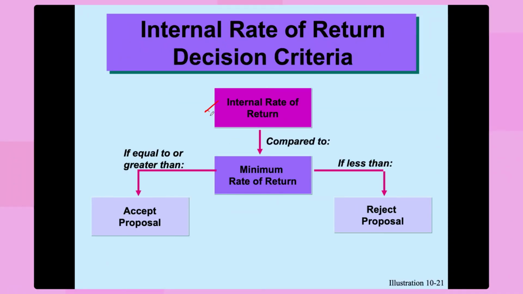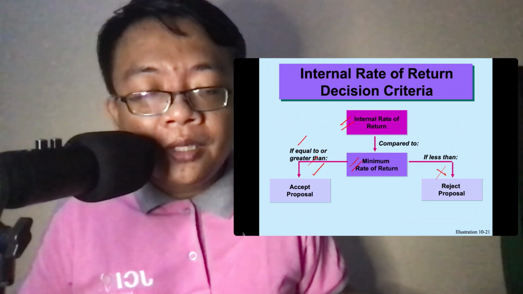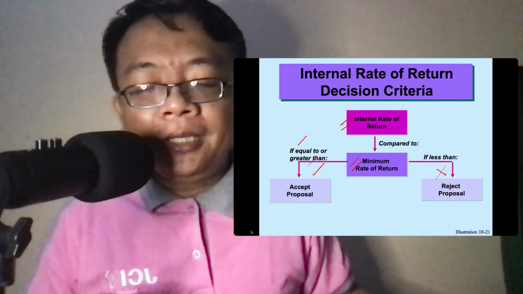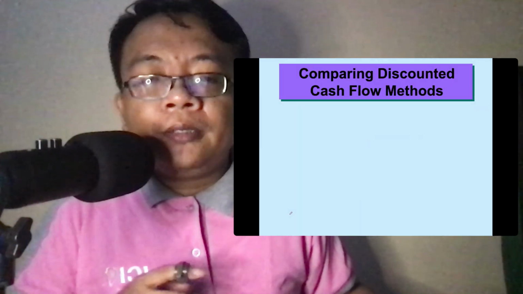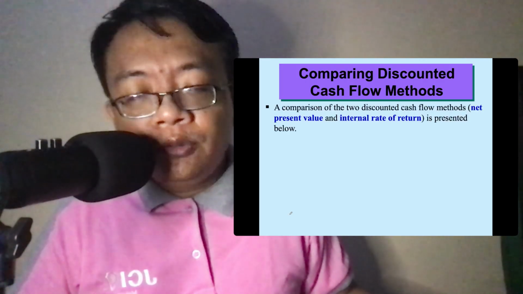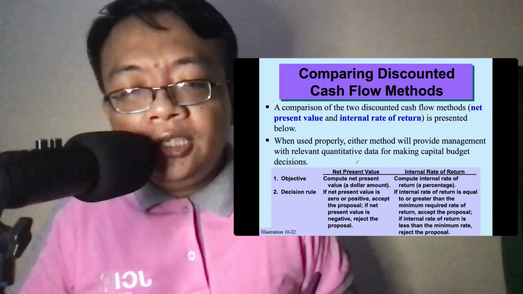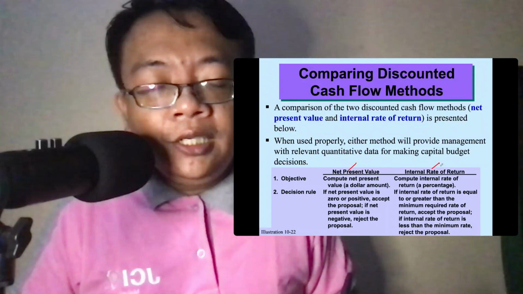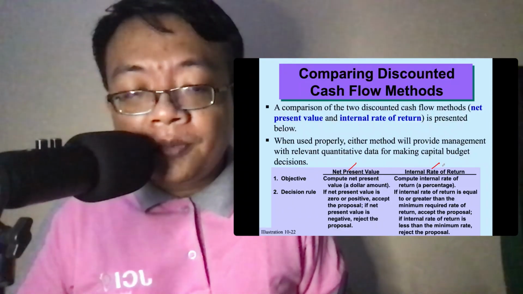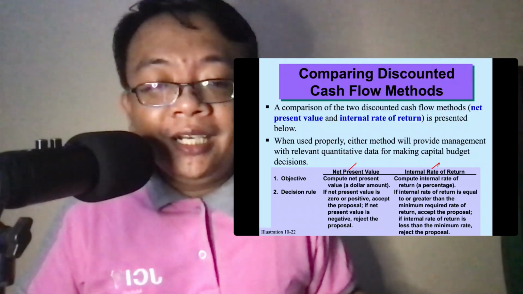Decision rule here: IRR is to be compared with the minimum required rate of return. If equal to or greater than, accept the proposal. If less than, reject the proposal. Okay? That would be the decision rule when you're talking about internal rate of return. Alright. So, in terms of the discounted cash flow methods, NPV is to be accepted if zero or positive, while IRR is to be accepted if it is greater than or equal to your minimum required rate of return. Okay? Hopefully, it's easy for you.